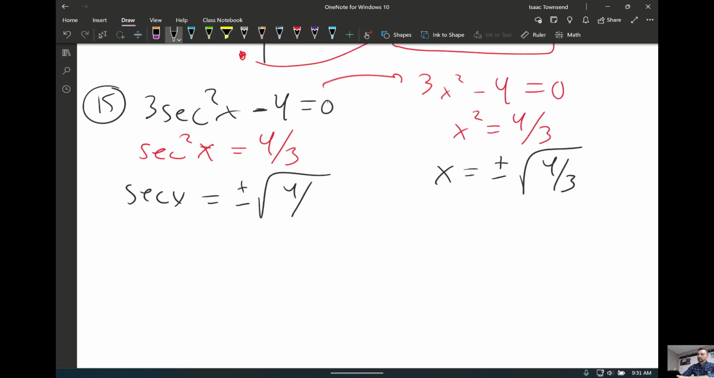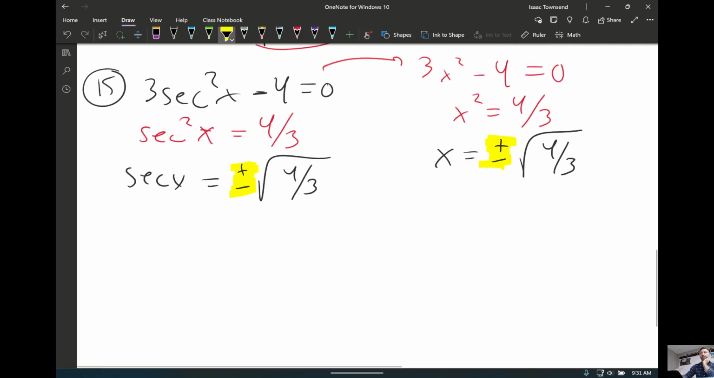I highlighted this because this is a big deal, and this is where you're going to lose half your answers. When you take the square root of both sides, if you don't remember the plus or minus, your answer is probably going to look different than the back of the book. I know you guys have heard that hundreds of times, and you're going to hear it 100 more in this section from me, but it's still a lot of easy points lost on our quiz because of that.